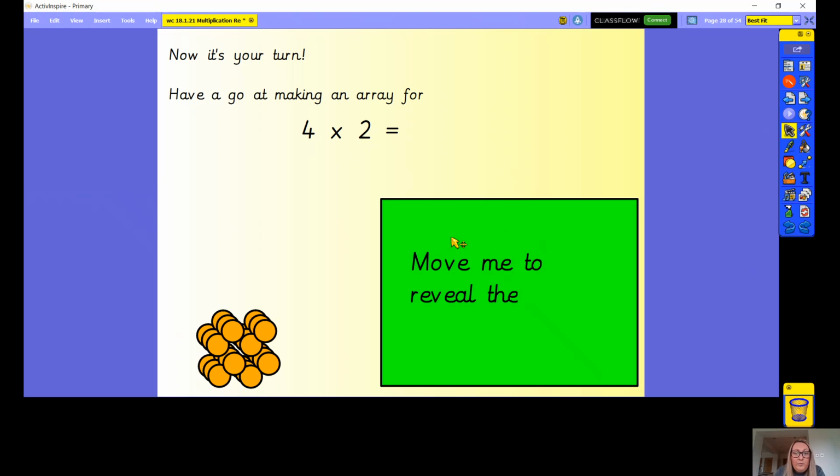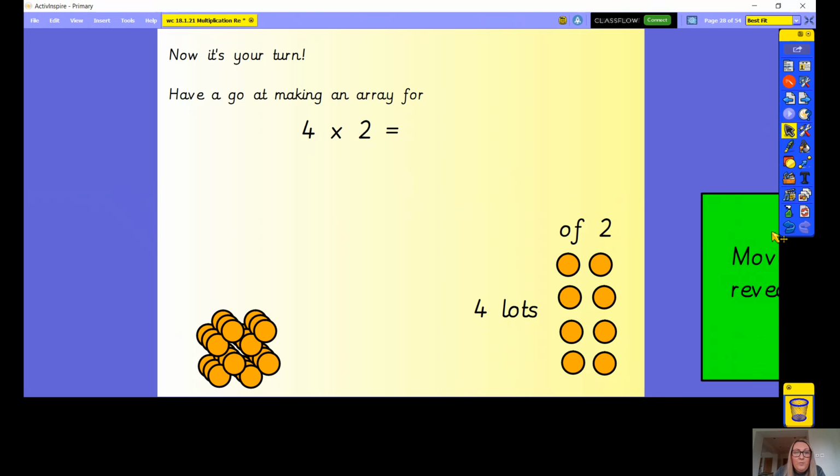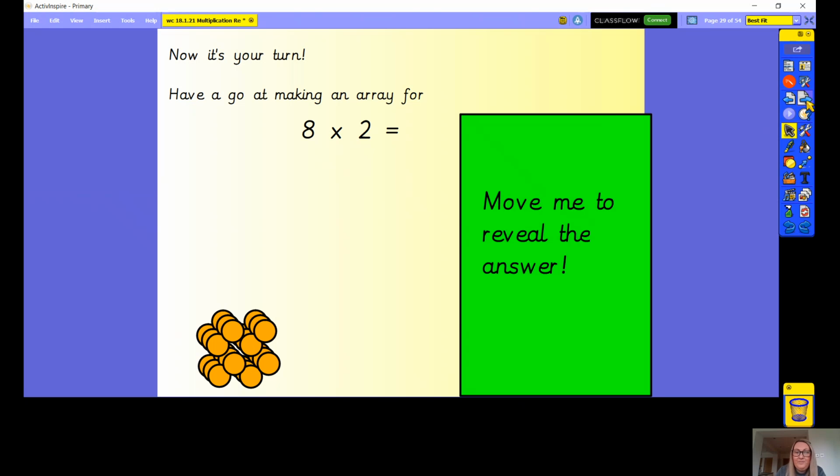Welcome back. I hope that you have told your grown-up this, that we need 4 lots of 2. We need 2 counters, but we need 4 lots of them. Well done if you did that. Now, have another go. Tell your grown-up, or you can even draw it on a piece of paper if you want to. Have a go at making an array for 8 times 2, or 8 lots of 2.